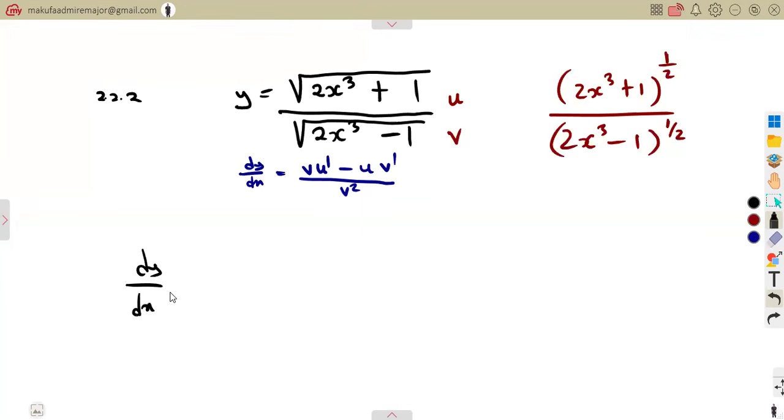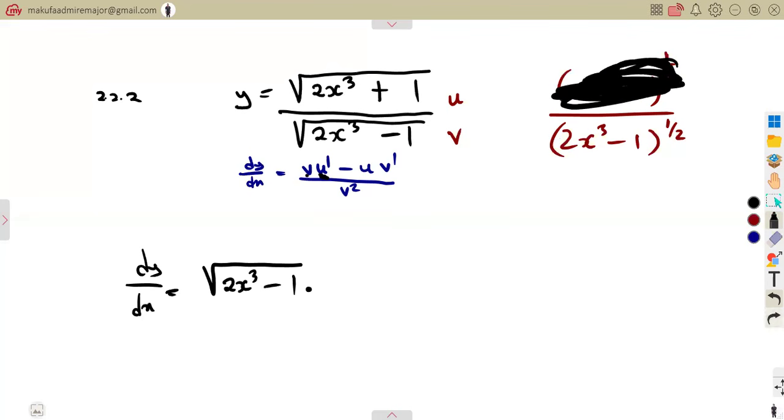So the derivative of y with respect to x: v, the denominator, stays as it is. Instead of taking this part, which is not simplified, take the simplified one, the square root of 2x³ − 1. That's our v, times the first derivative of u. This is our u, and you're supposed to differentiate it. So for you to understand better, differentiate this one that you are seeing here.